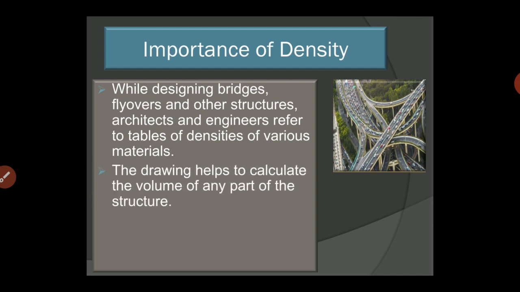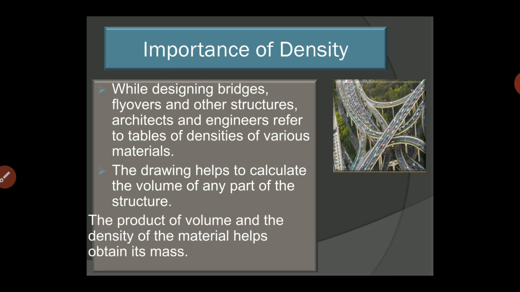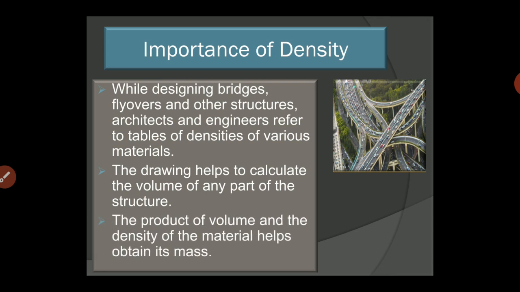Now, the drawing helps to calculate the volume of any part of the structure. So they draw it and they assume the volume of the part of the structure. They find out the density of the material and accordingly they calculate the mass of material required. So the product of volume and the density gives you the mass of the object that is required.